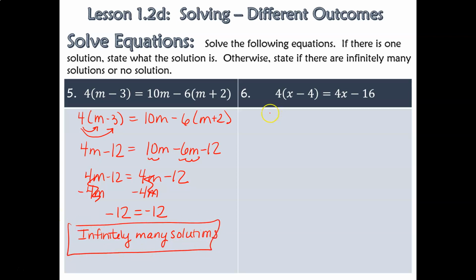All right, let's try number 6. 4 quantity x minus 4 equals 4x minus 16. So I have 4x minus 16 equals 4x minus 16. So once you learn to recognize these, you're going to see that you have exactly the same expression on either side of the equal sign. And if you don't need to go any farther, if you see that it's the same like this, you can just answer infinitely many solutions.